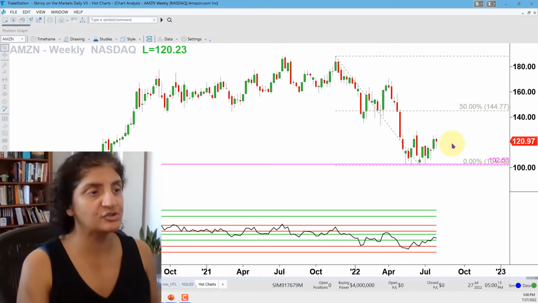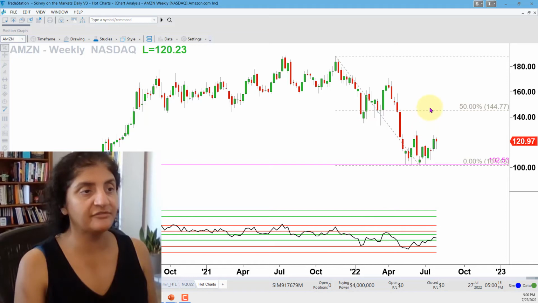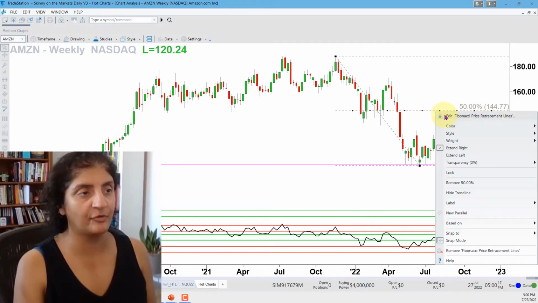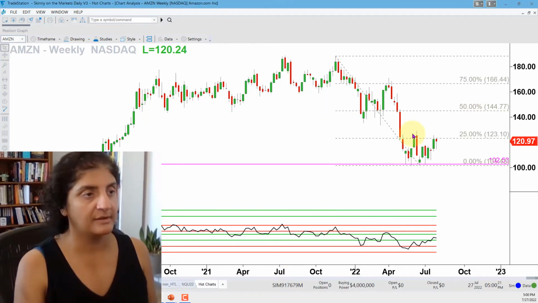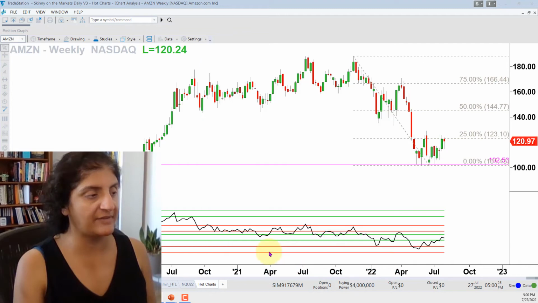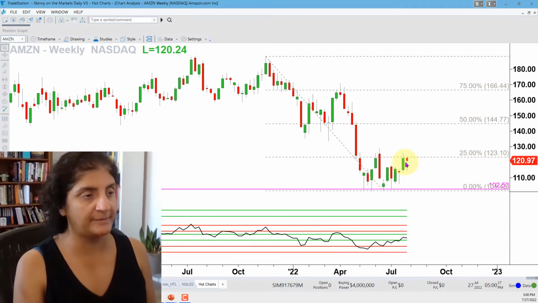All right, so coming back to this chart here, you can see that the 50% retracement is way up further. So let's see if we've already retraced 25%. And we have, but we've been sort of just swimming around that level, kind of hanging out without closing above it.